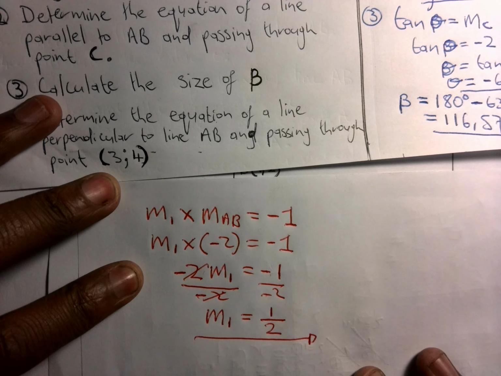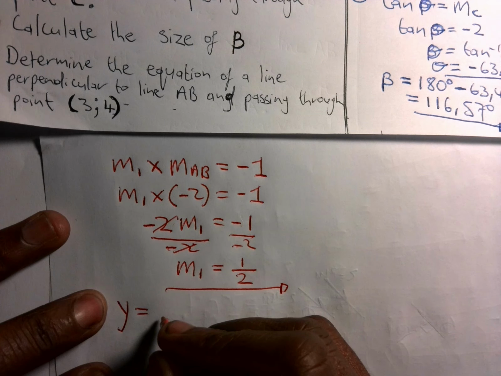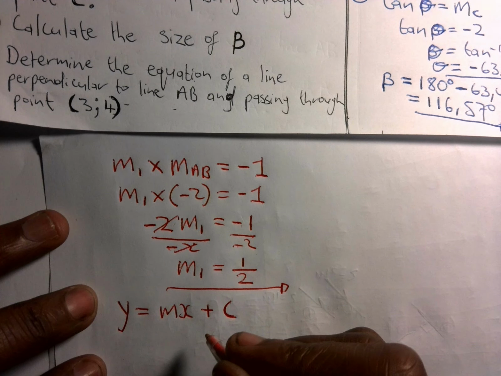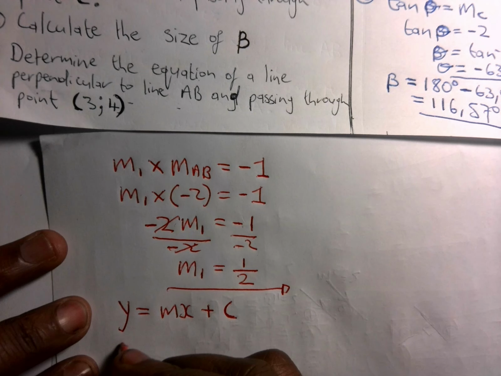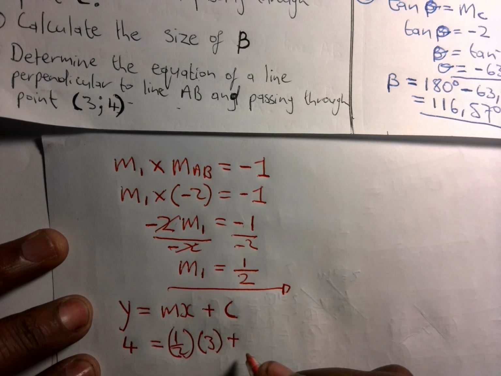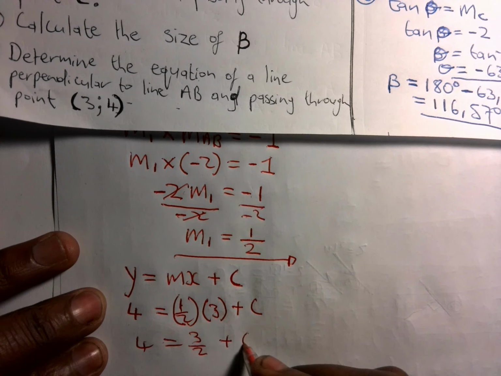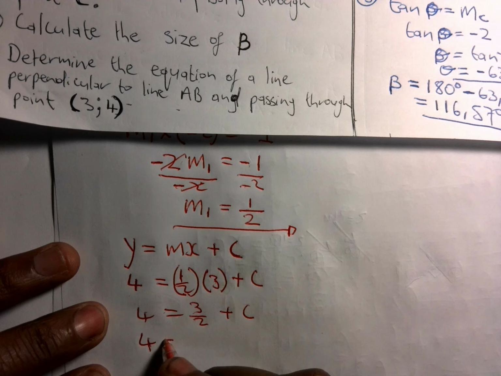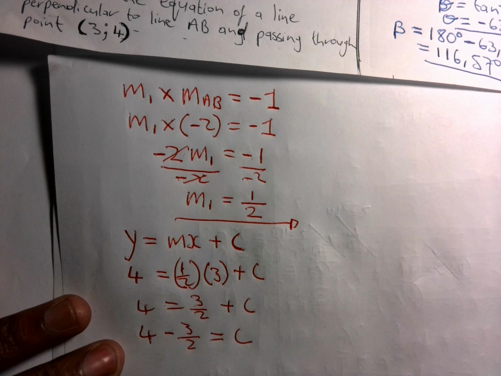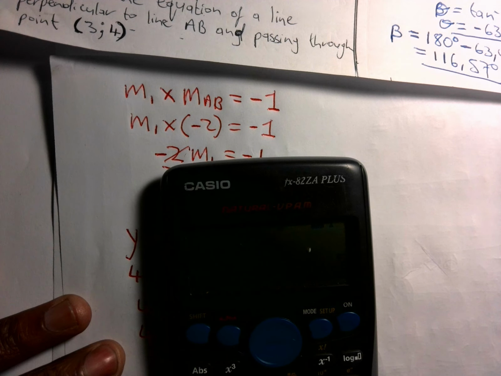Now we have the gradient. So we can simply use another equation, y is equal to mx plus c. We have a point there, (3, 4). So that will be 4 is equal to 1 over 2, the value of x is 3, plus c. 4 is equal to 3 over 2 plus c, and then 4 minus 3 over 2 is equal to c. 4 minus 3 over 2 will be 5 over 2. 5 over 2 is equal to c.